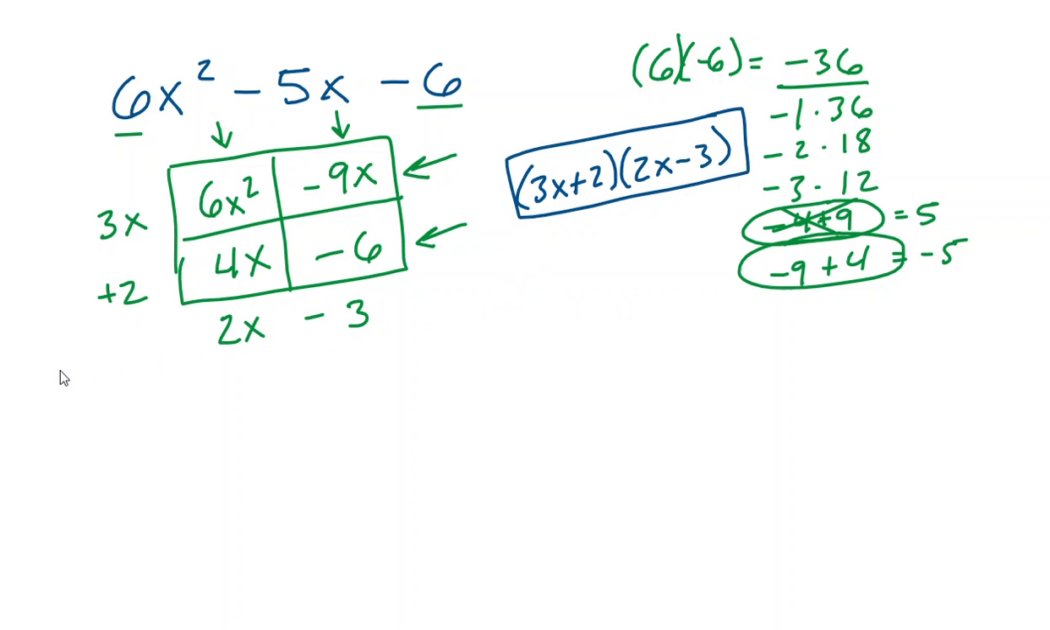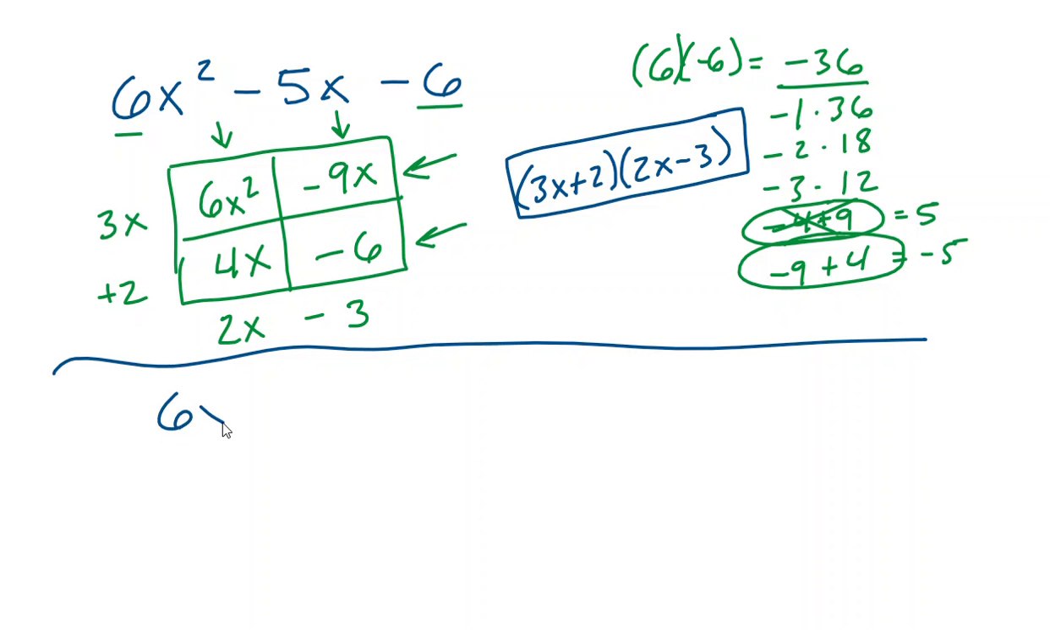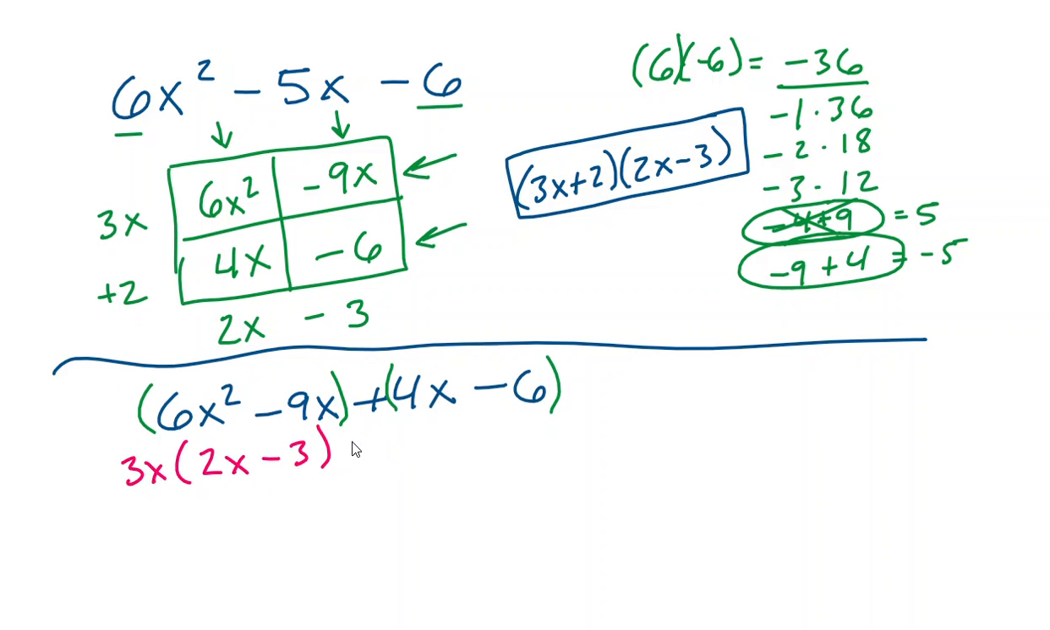All right, let's do that again using the grouping method. So 6x squared, pull it apart, negative 5x is negative 9x plus 4x, and then minus 6. Grouping, first two and the last two. Common factor is 3x, and that's 2x minus 3. Second pair, the common factor is 2, and that's 2x minus 3. I'm not even looking at 2x minus 3, 2x minus 3, does this work?